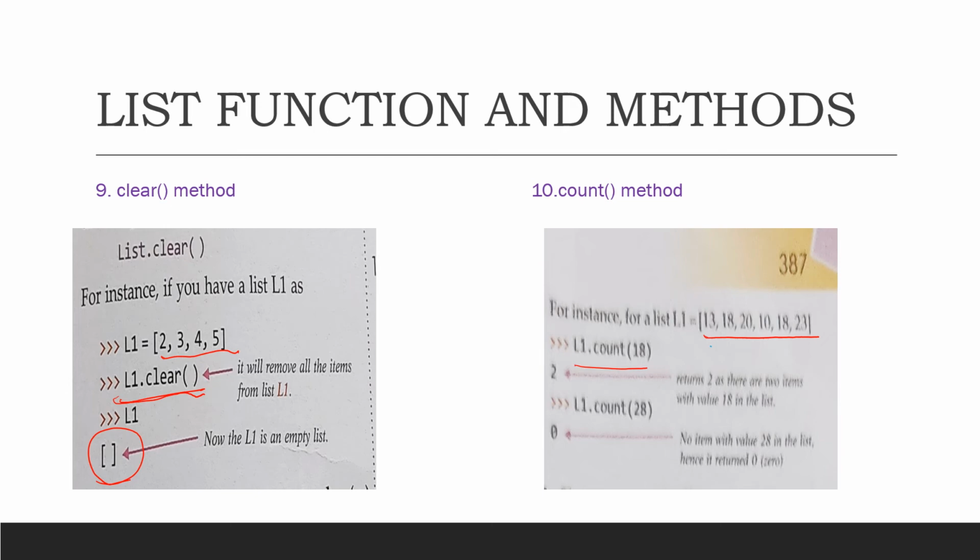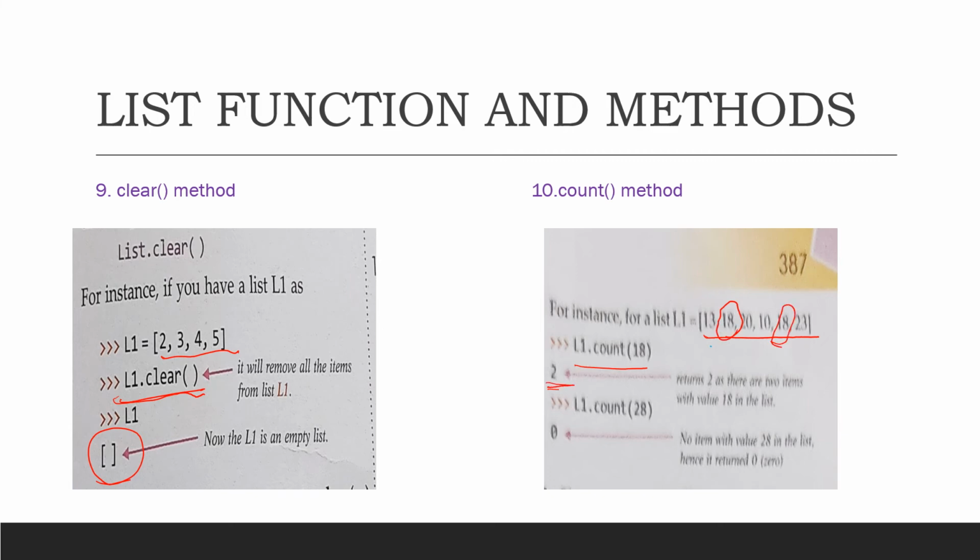As we see, we can do it manually, but if there is something like a long list, then it's hard for us. At that time we can use count, and it will count them and give the output. So in this list 18 has repeated twice, once over here and once over here. So that's why it's 2.